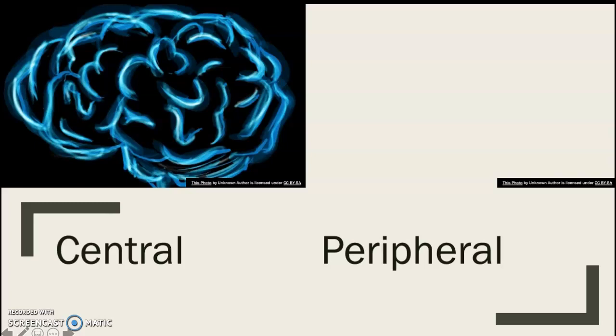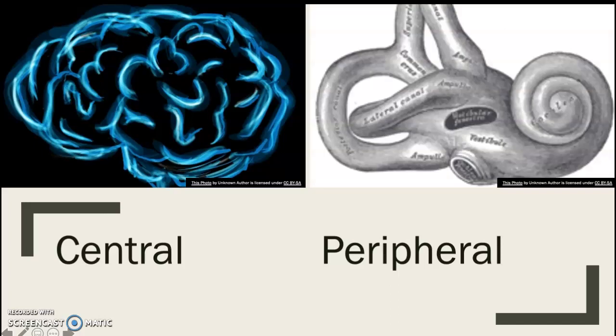A central cause means that the vertigo is being caused by something in the central nervous system. Specifically with the HINTS exam, we are looking for posterior stroke symptoms, whereas peripheral causes means that the vertigo is being caused by structures of the inner ear or the vestibular cochlear nerve.